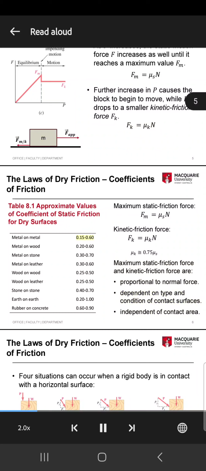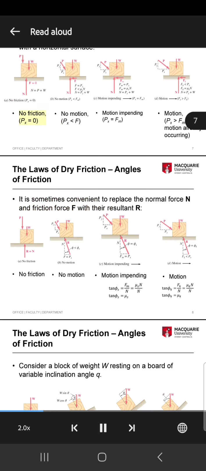Metal on metal, 0.15 to 0.60. Metal on wood, 0.20 to 0.60. Metal on stone, 0.30 to 0.70. Metal on leather, wood on wood, wood on leather, stone, earth, rubber. Kinetic friction force F sub k equals mu sub k N.